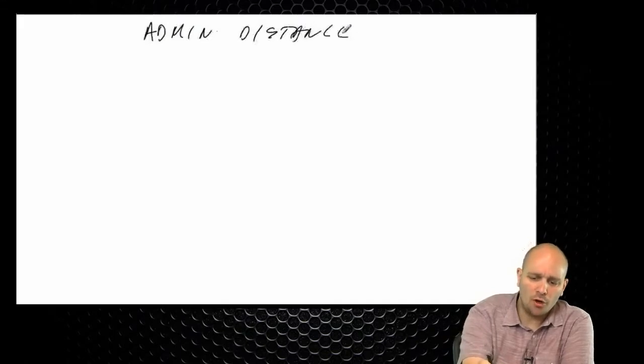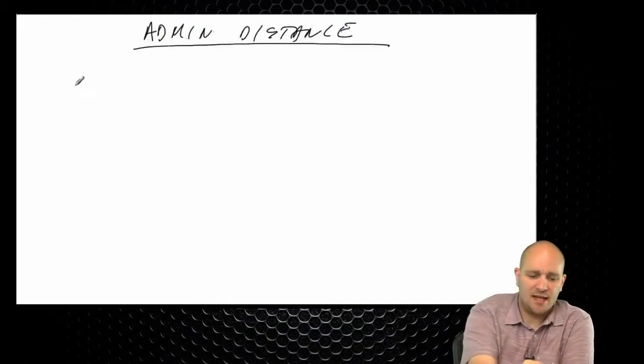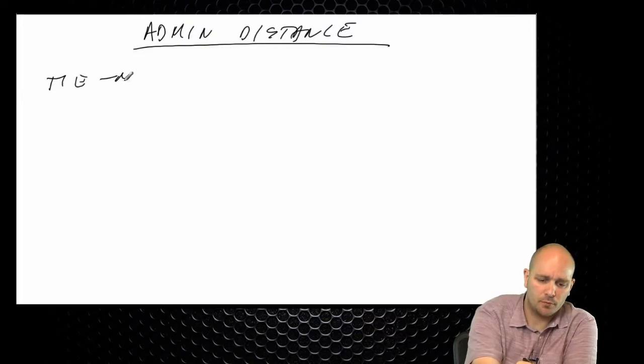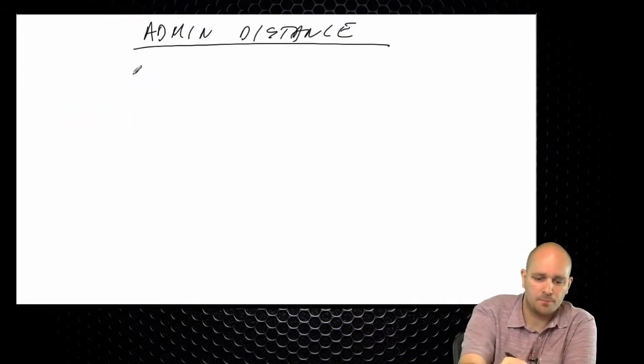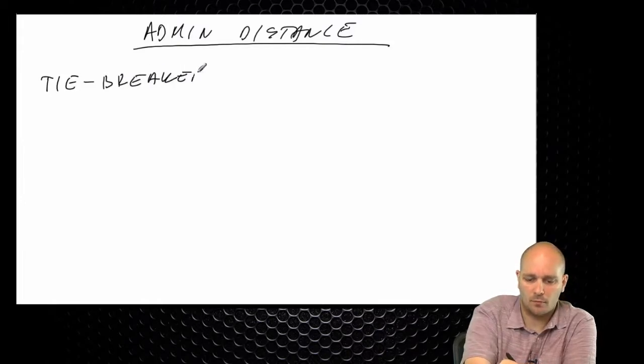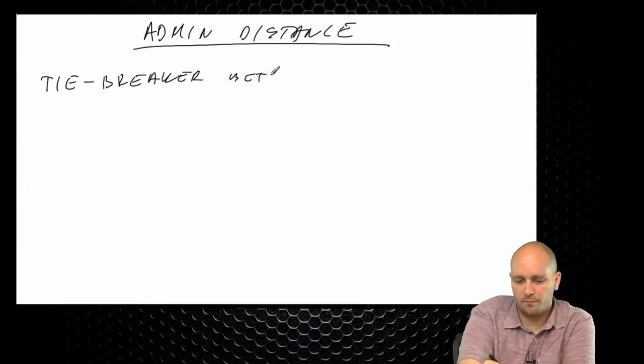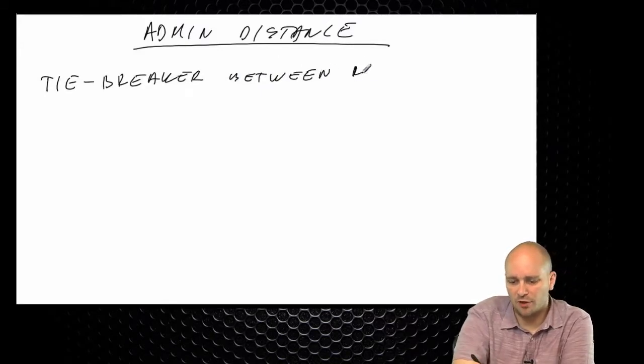Now, we all know what the admin distance is. It's a tiebreaker between routing sources.